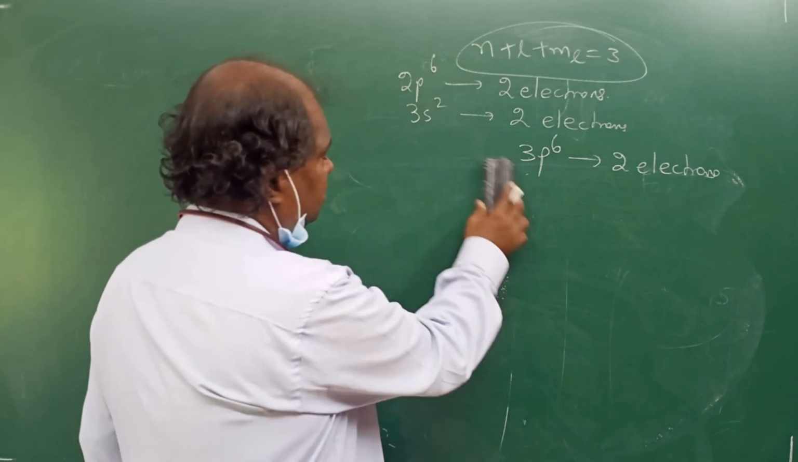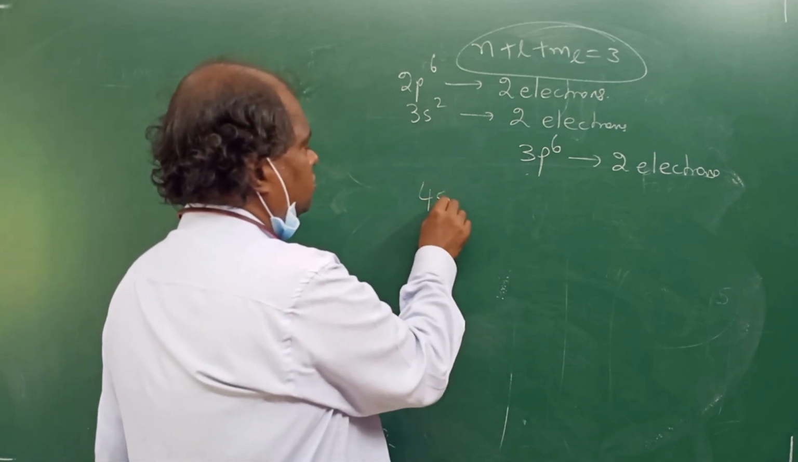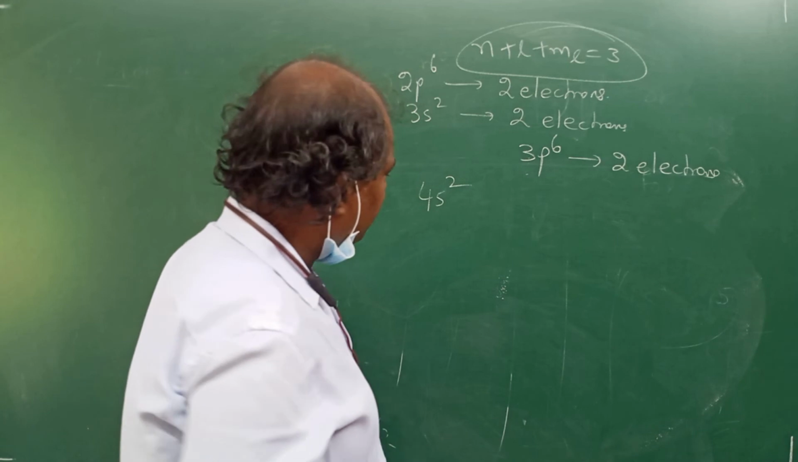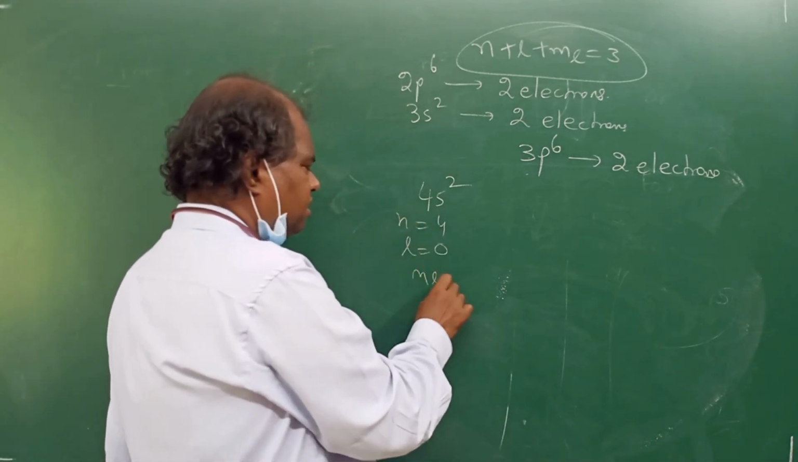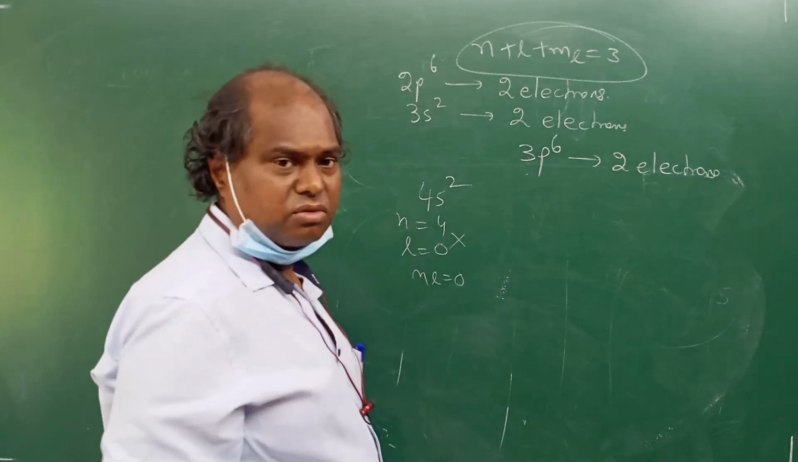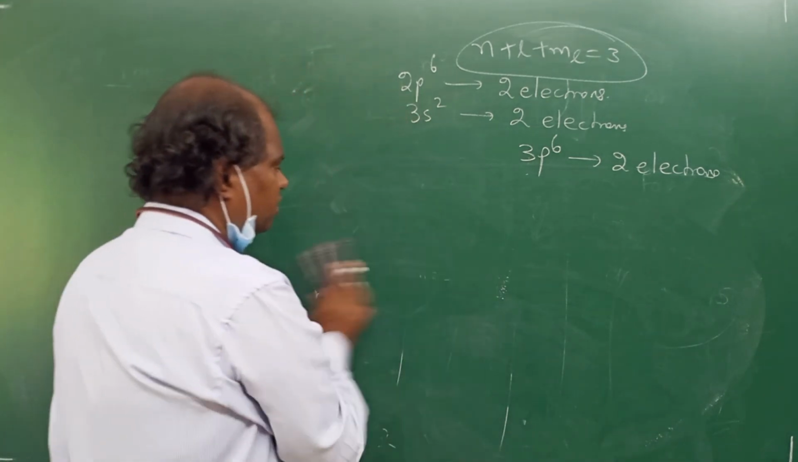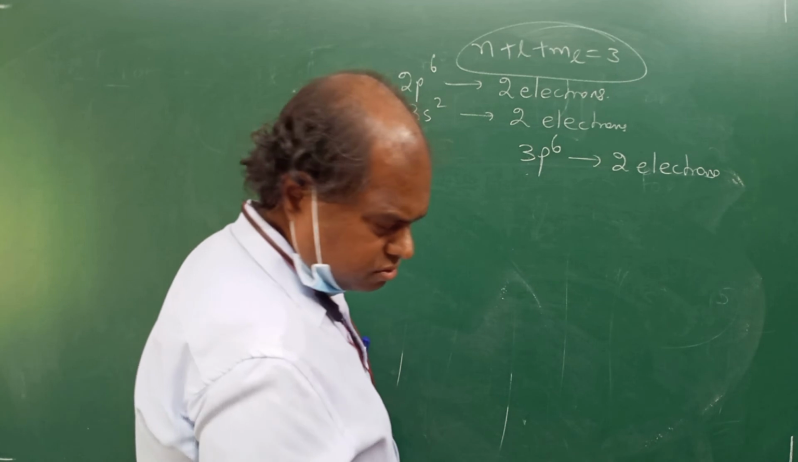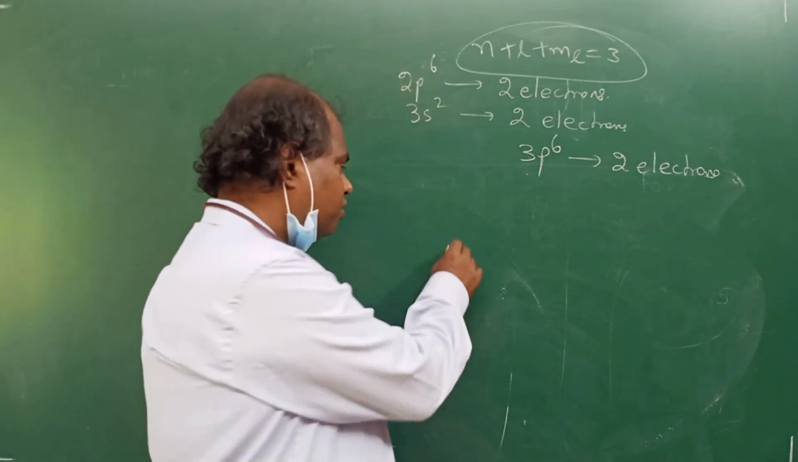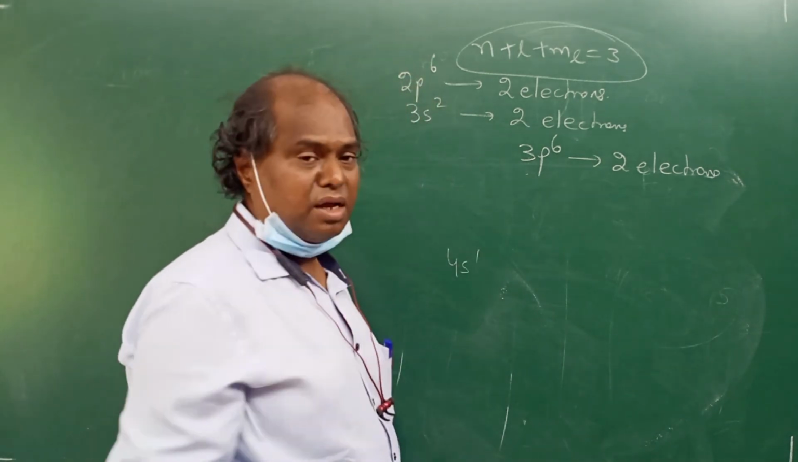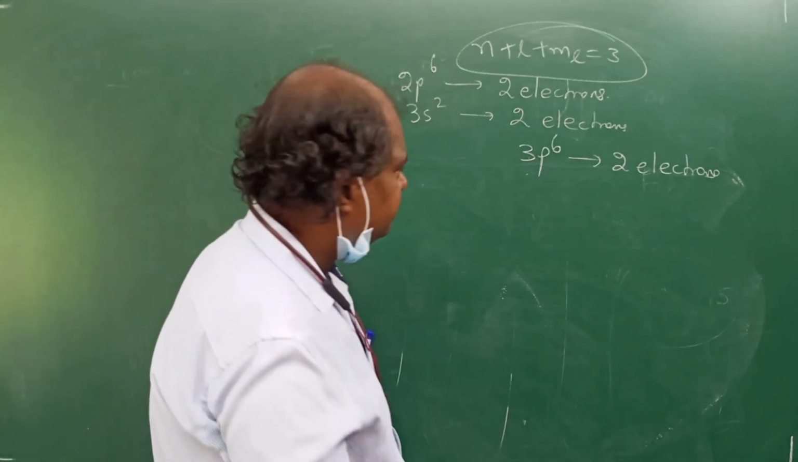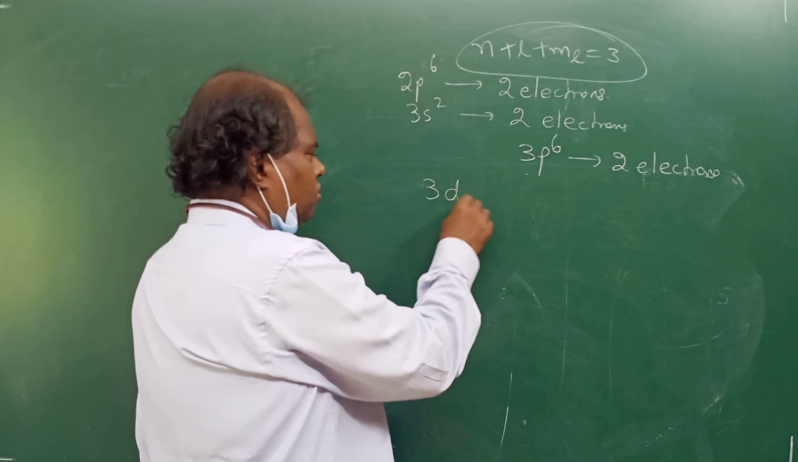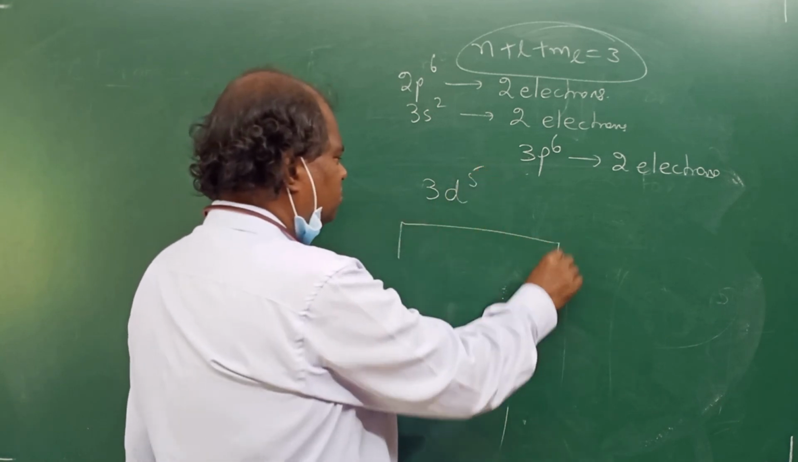Now let us go for the next one, 4s2. For 4s2 obviously you will not get, n is equal to 4, L is equal to 0, ml is equal to 0, so you will not get. Okay. Now let us go to the last one. Sorry, not 4s2, 4s1. 4s1, 3d5. Okay, so let us see the last one now, 3d5.